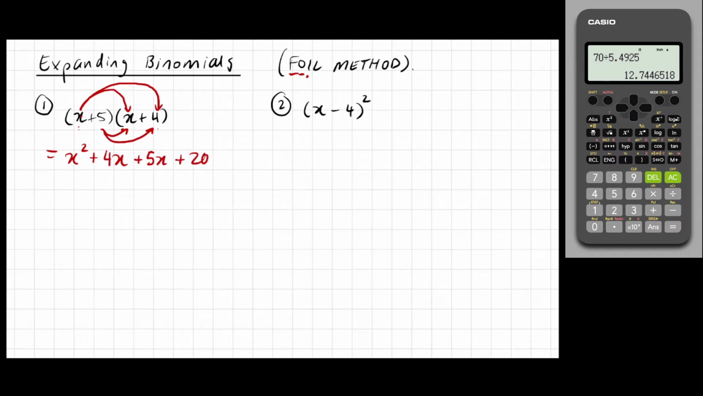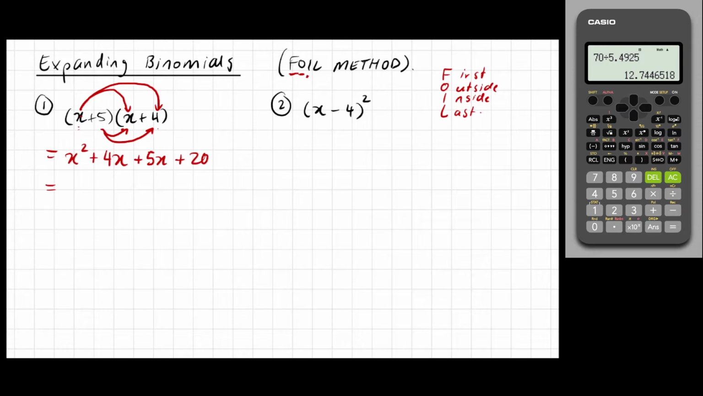And this is where my FOIL comes in. FOIL stands for first, outside, inside, and last. So it's basically the different combinations of numbers that you need to be multiplying together: the first two in the brackets, the outside two, the inside two, and the last two. You multiply all those together, and you get x squared plus 4x plus 5x plus 20.